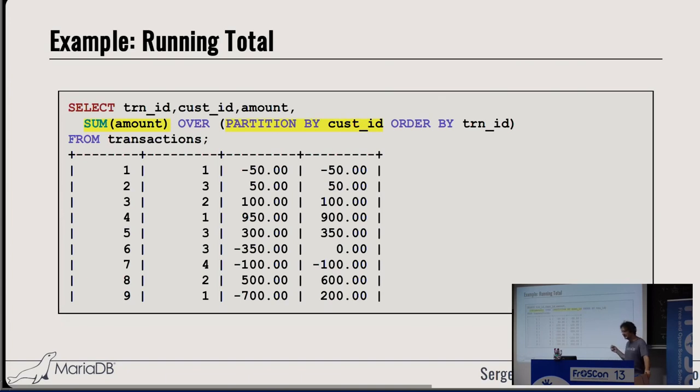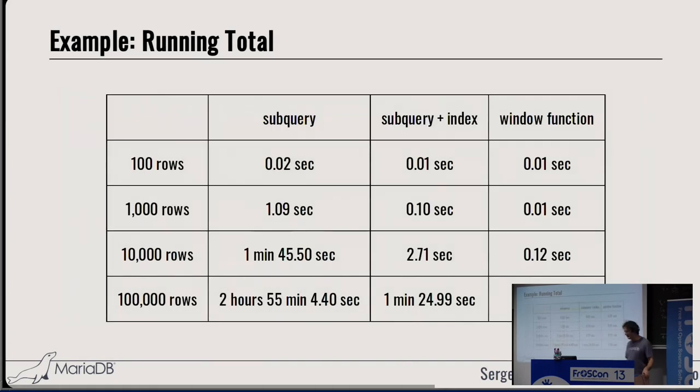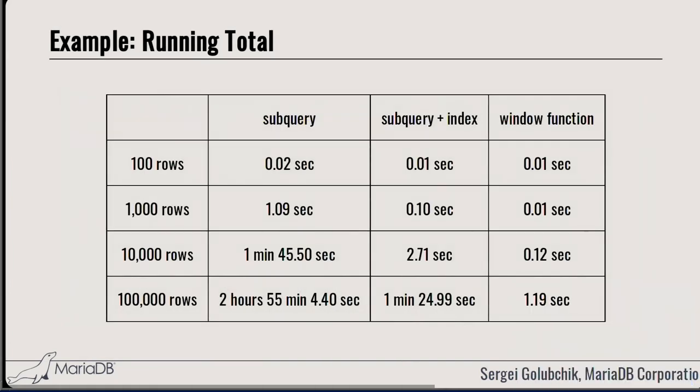Because in this case, the database engine understands that you want to do a running total. So you've explained to MariaDB what you want to do instead of telling it how to do that. And the optimizer can optimize this query much better. I've done some totally unscientific benchmarks on my laptop, so ignore the numbers, just see how they change. With the subquery approach, it goes very quickly, becomes unbearably slow, and then becomes totally unusable.